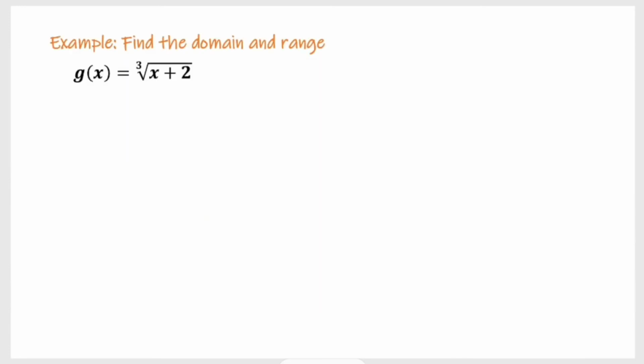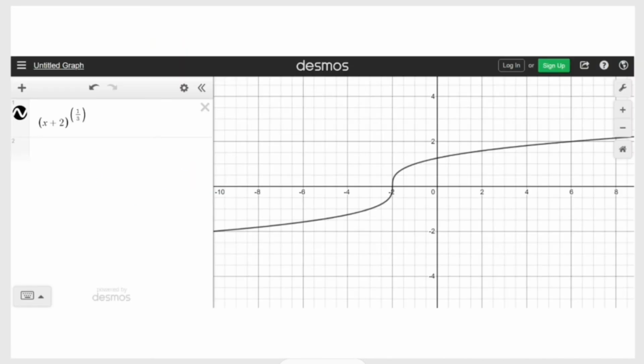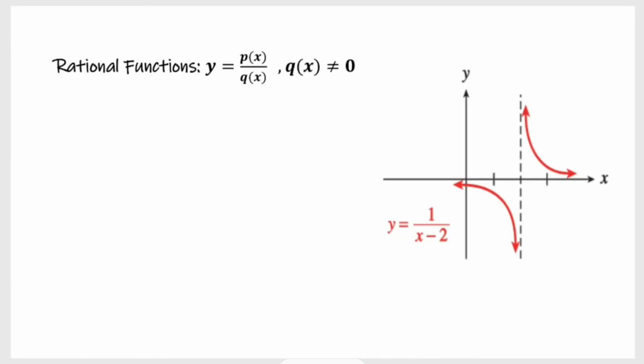Here is another example. G of x is the cube root of x plus 2. Since the index is odd, the cube root, the domain and range would be all real numbers. Let's check the graph. Next, we have rational functions.